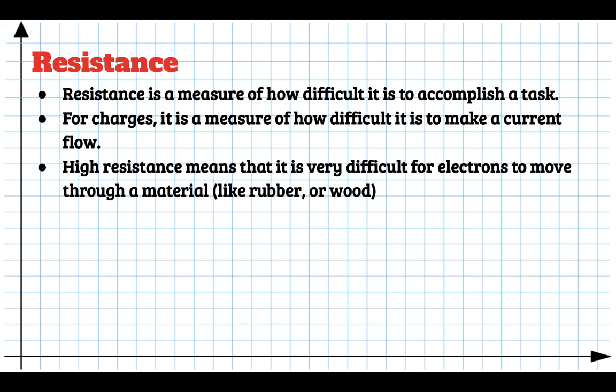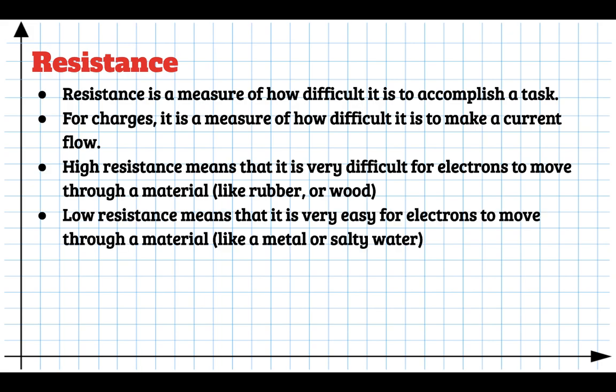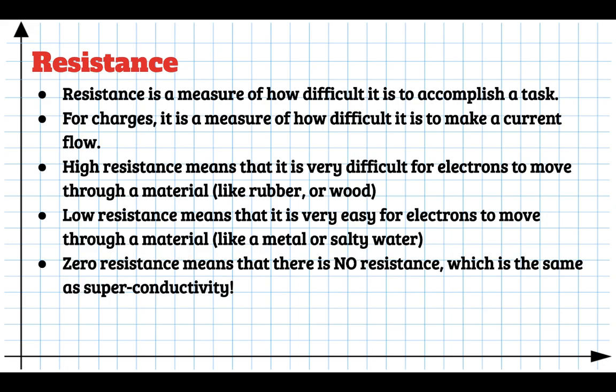So if you have a high resistance, it means it's very hard to get electrons to flow, like rubber or wood. If you have a low resistance, then it's easy for the electrons to move. So that's like a metal, or maybe some salty water. And if you had zero resistance, it would mean it's not hard at all. It doesn't take any effort to make the electrons move, and that's actually superconductivity.